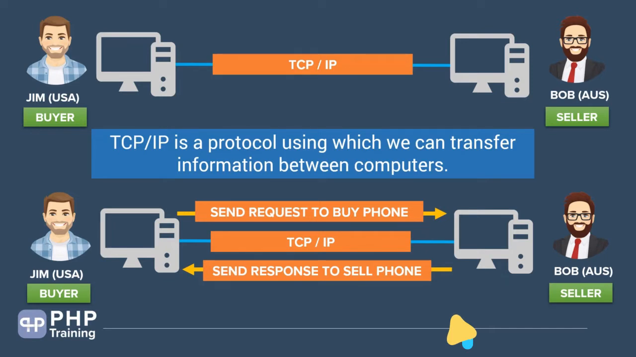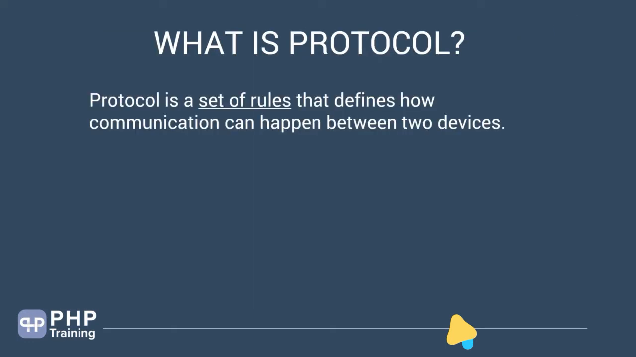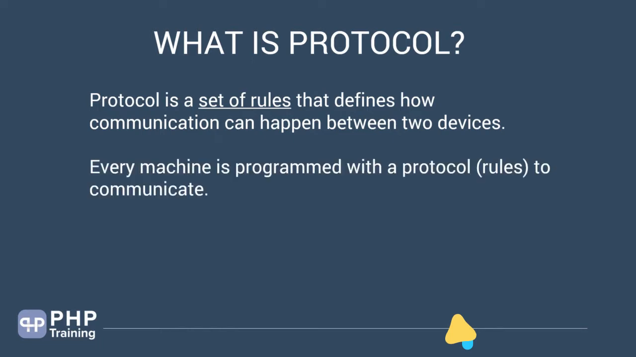So let's understand what a protocol is. Protocol is nothing but a set of rules. Remember this definition forever. If someone asks you what a protocol is, think of it as a set of rules already defined in that protocol. It defines how communication can happen between two devices. As I told you, two devices have to agree on the protocol first, then the communication can happen.